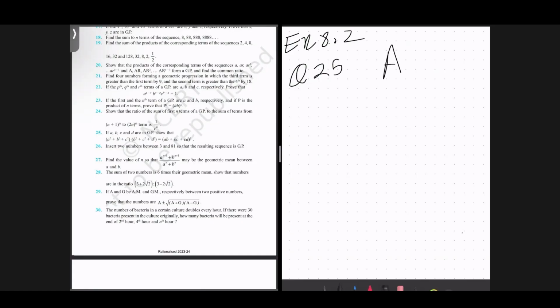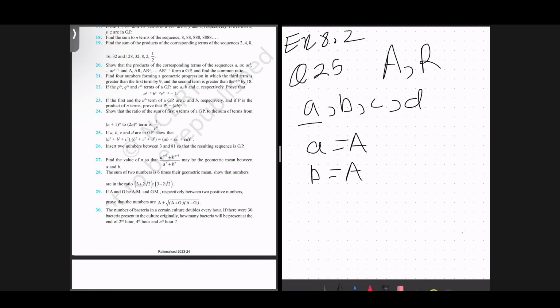Let's assume the GP has the first term as capital A and the common ratio as capital R. We have A, B, C, and D, which are said to be in this GP. Let's assume A denotes the first term of the GP. So A is equal to A, B denotes the second term, so B would be AR, C would be AR square. Subsequently, D would be AR cube.